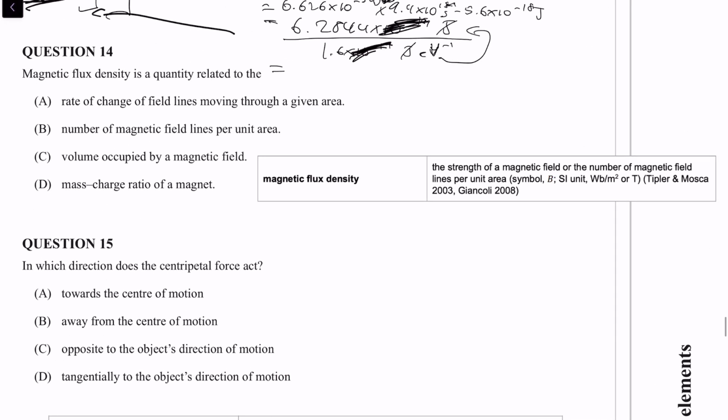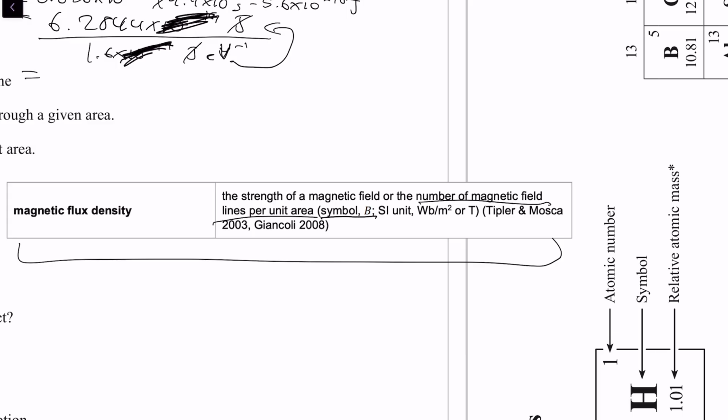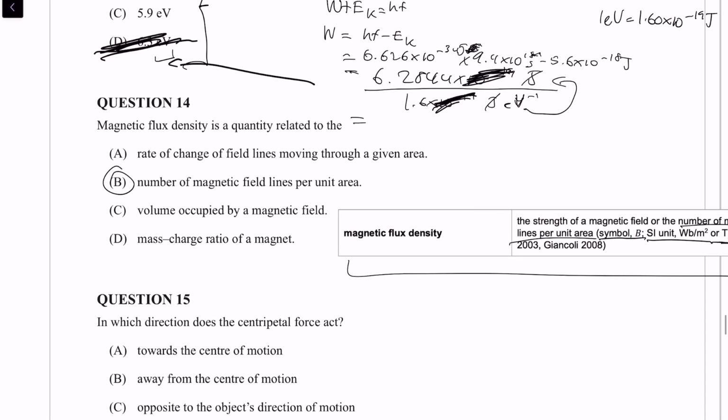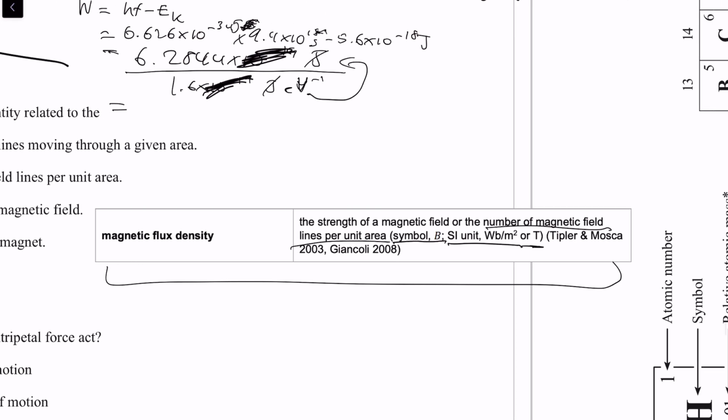Moving on, this is just rote learning again. So syllabus knowledge. Question 14, magnetic flux density is a quantity related to the number of magnetic fields per unit area. Right, that's it. And again, as I said before in previous questions, we have the symbol and the SI unit. It's given there, you should know it. Memorize them.